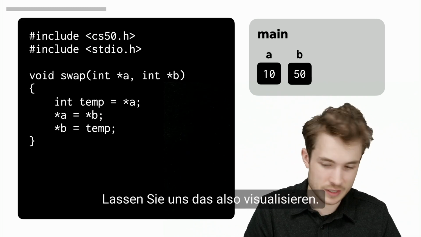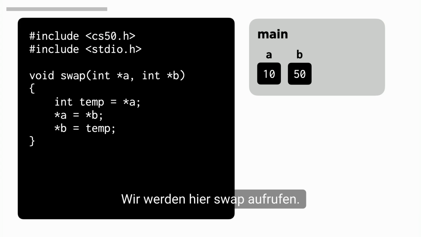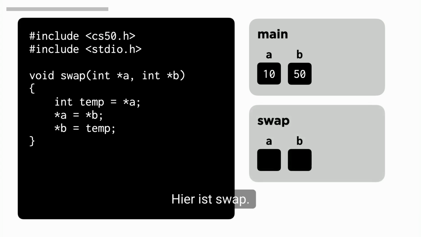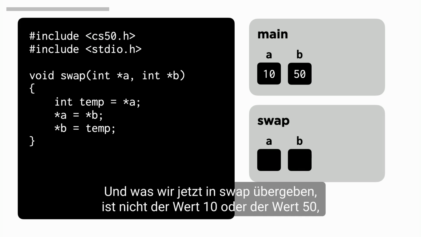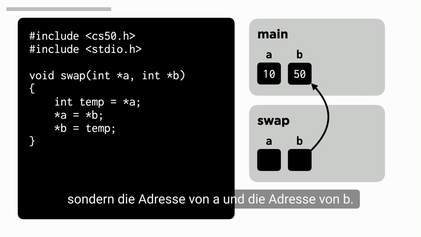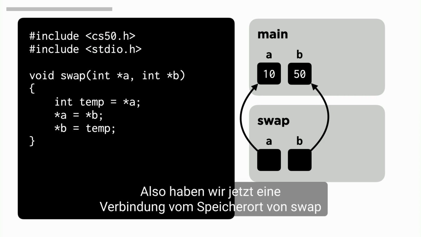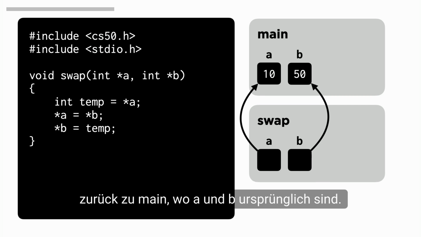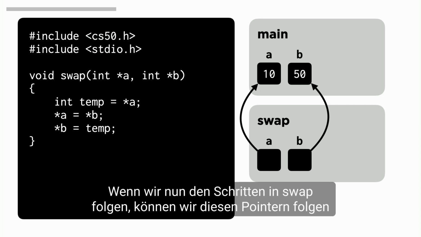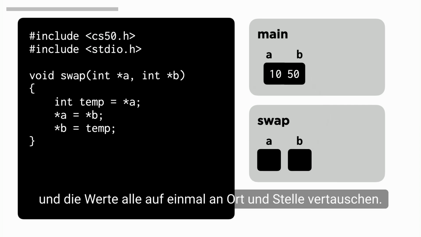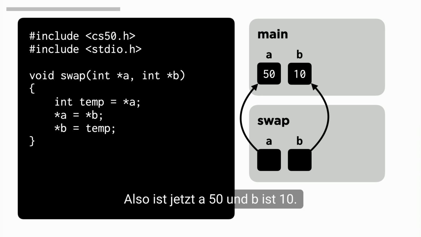So for instance, let's visualize this. I'll show you. We're going to call swap here. Here's swap. And what we pass into swap now is not the value 10 or the value 50, but the address of A and the address of B. So now we have a link from swap's location in memory back to main, where A and B originally are. Now, if we follow the steps in swap, we can follow these pointers and swap the values all at once in place. So now A is 50 and B is 10.